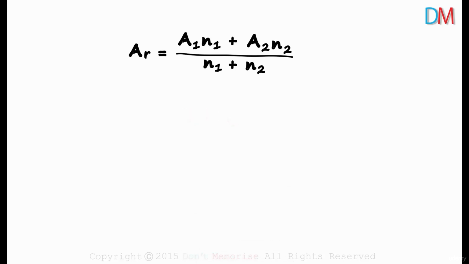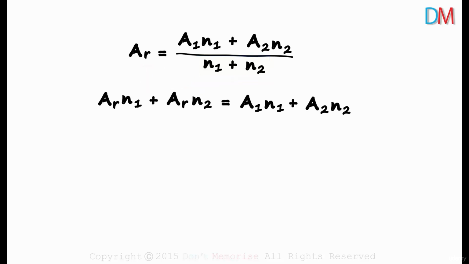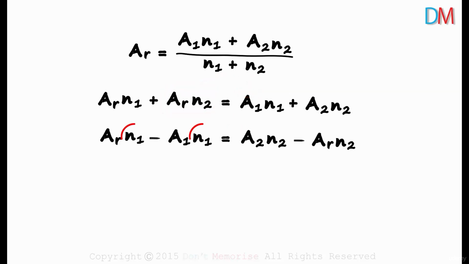To get that, let's transpose the denominator to the left. We get this. Now, as we want the ratio N1 to N2, let's keep N1 on the left and N2 on the right. We transpose A1N1 to the left and ARN2 to the right and get this. The term N1 is common to both the terms on the left and the term N2 is common to both the terms on the right. Taking the common factors out, we get this.